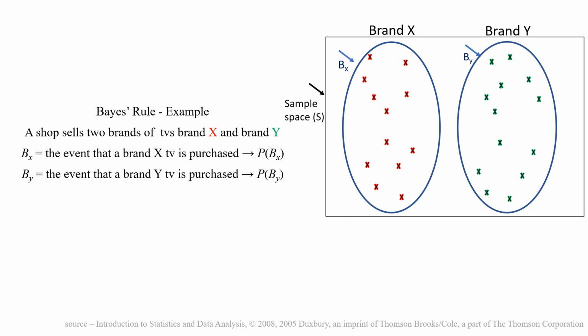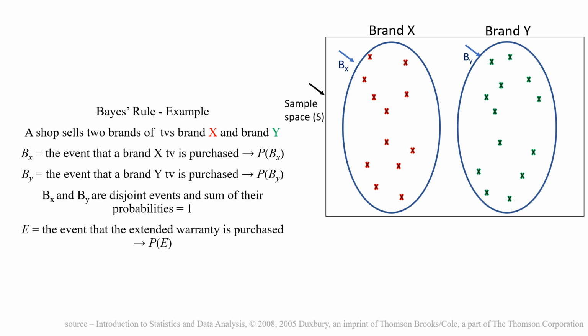Let's for the time being not consider the values for probability of Bx and probability of By and other probabilities that we discuss further below in this example. Bx and By are disjoint events whose probabilities are known and the sum of their probabilities equals 1. That is, the total probability equals 1. And E is the event that an extended warranty is purchased for each of the TVs being bought, whose probability is probability of E.